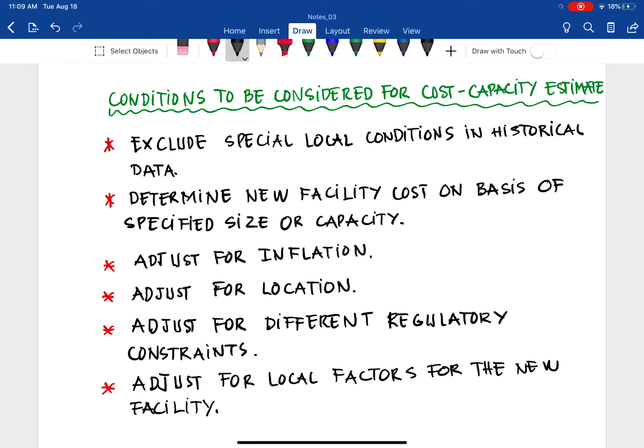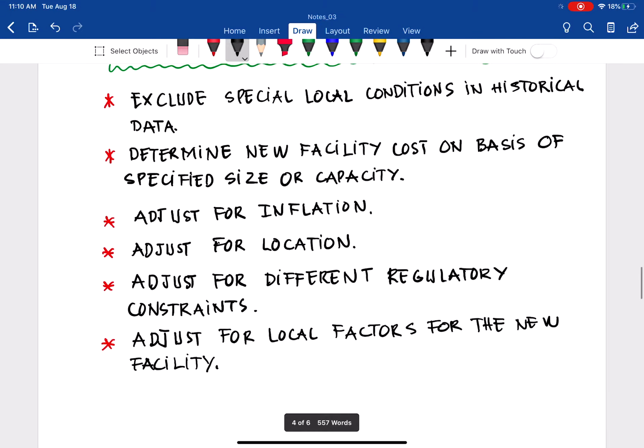The project in problem 2, the reference project is in California. So the local condition in California, as you are aware, is that when you design the water treatment plant, we need to consider the earthquake, the seismics, etc., and that may put extra cost for the seismic response for the water treatment plant. If you bring that project to Tallahassee, Florida, we don't have earthquakes, so that special cost needs to be excluded. So the first condition: we have to exclude the special local condition in the reference project, the historical data.